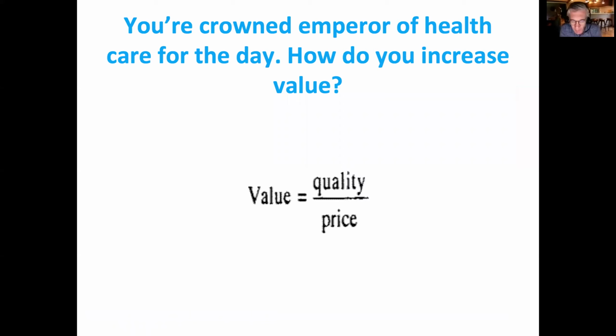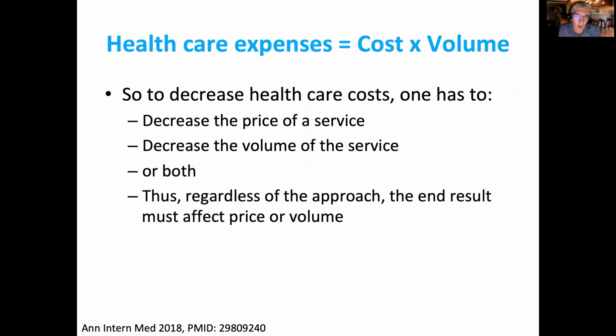So imagine that you're crowned the emperor of healthcare for the day. From a governmental standpoint, how would you increase value, either by increasing quality or decreasing price? Well, to address that question, we all just have to remember that the expense of any healthcare service is a matter of the cost times the volume. So if you want to decrease the cost, you either have to decrease the price of the service or you have to decrease the volume of the service. And no matter what you do, no matter what your approach is, the end result has to affect one of those two or both.